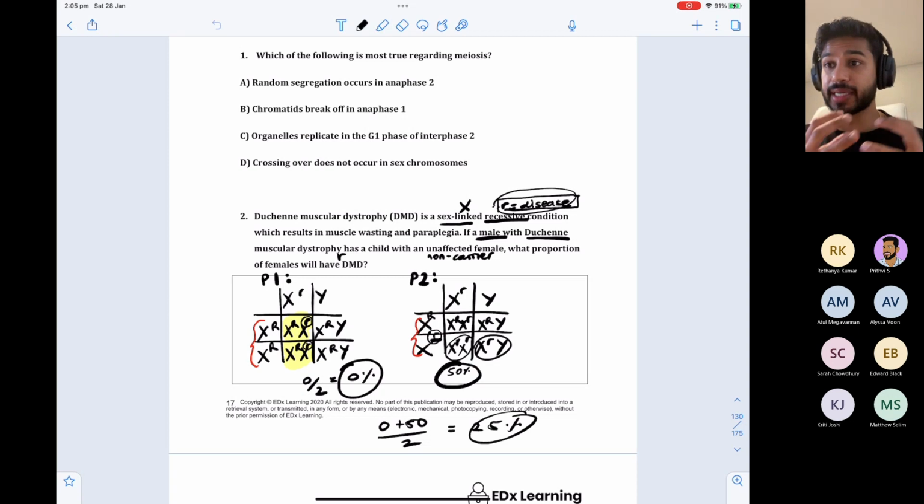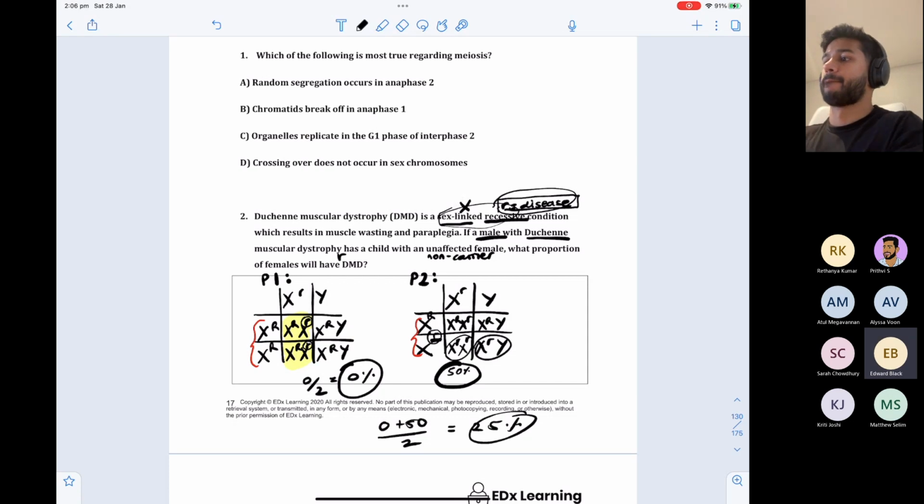And what must you be given to do a Punnett square? Edward? What do you see in all these questions that's been shown here? What must be given for you to do a Punnett square? Sex-linked or autosomal, recessive or dominant. Exactly, the pattern of inheritance. So the two things you need to have jotted down is Punnett square is for offspring genotypes, phenotypes when you know the pattern of inheritance.